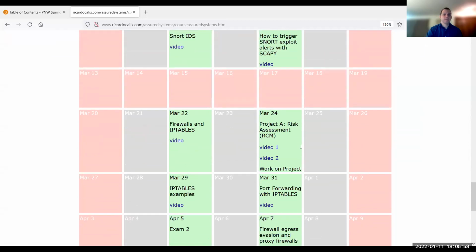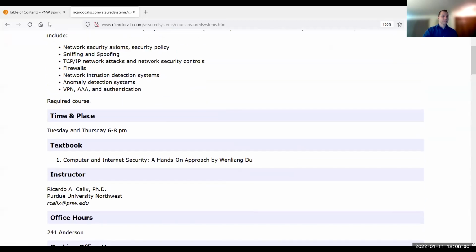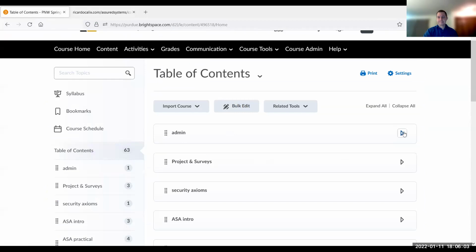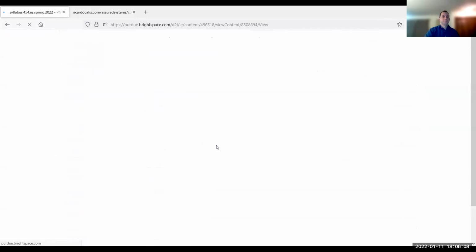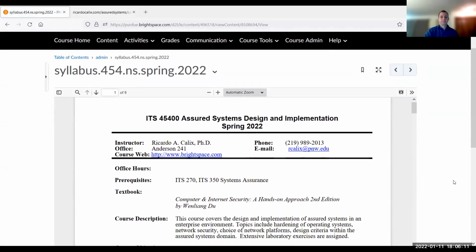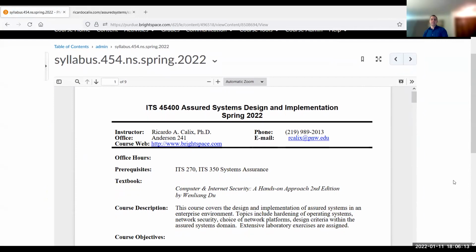Okay, so here is some of the information, but let's start with the syllabus. I posted the syllabus already. Let's just open it up so that we have a sense. This course is called ITS 454, Assured Systems Design and Implementation. It's technically a network security course, so things related to the network, packet, traffic, etc., and some of the issues related to that. Okay, so we'll take a look at that.